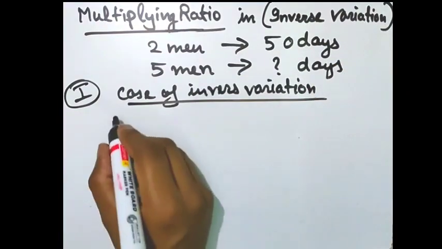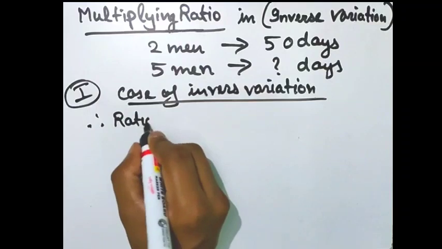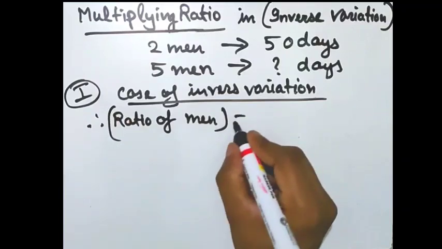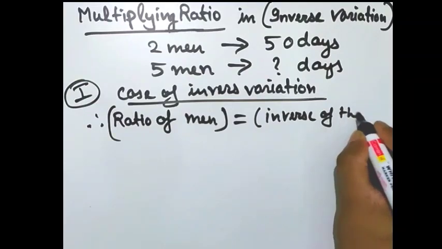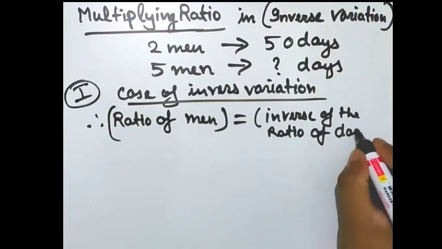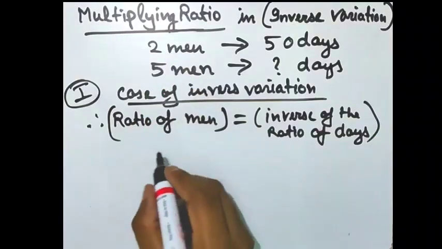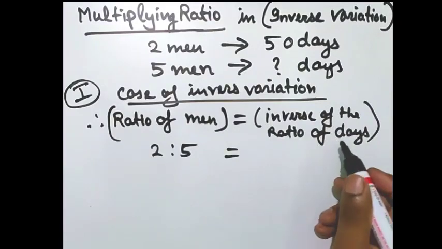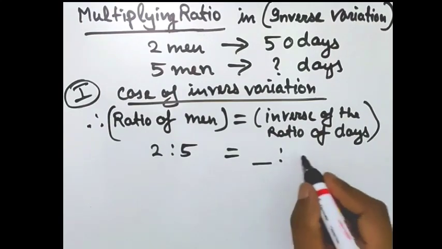So we can say, therefore, the ratio of men will be equal to the inverse of the ratio of days, right? So the ratio of men means 2:5, and the inverse of the ratio of days will be this place, which we don't know, is to 50.